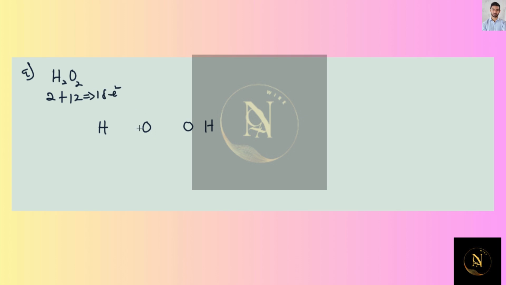So put that. So we have 1, 2, 3, 4, 5, 6, 7, 8, 9, 10, 11, 12, 13, 14. This should be 14 electrons. Okay, so this is the Lewis structure.